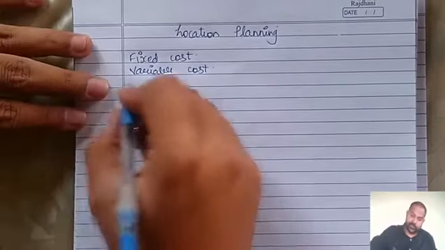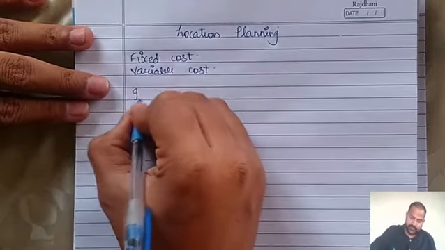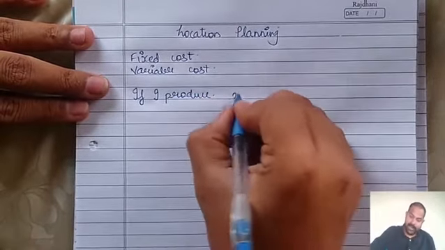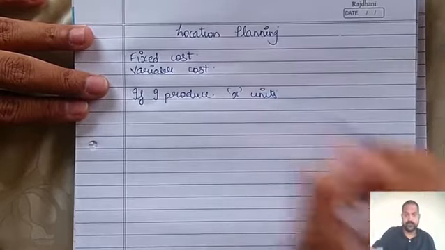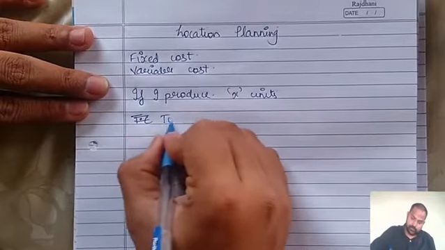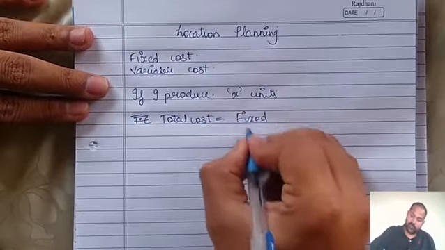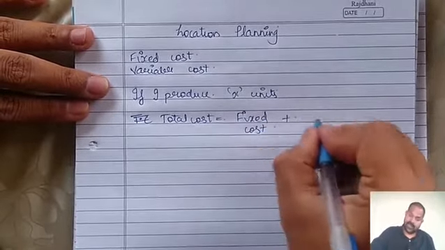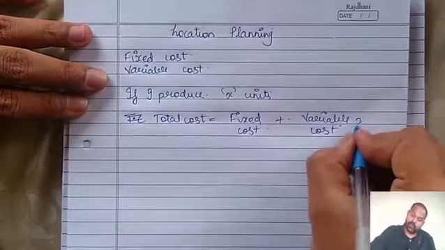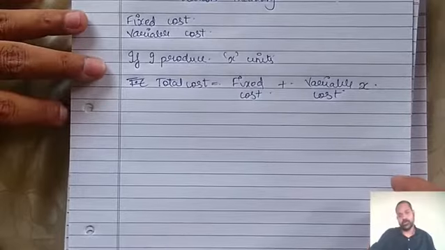And my decision is going to be only and only on a total cost basis. And that is, if I produce X units, then my total cost will be given by a fixed cost plus a variable cost into the number of units that I am producing. And this is going to be the total cost of production.